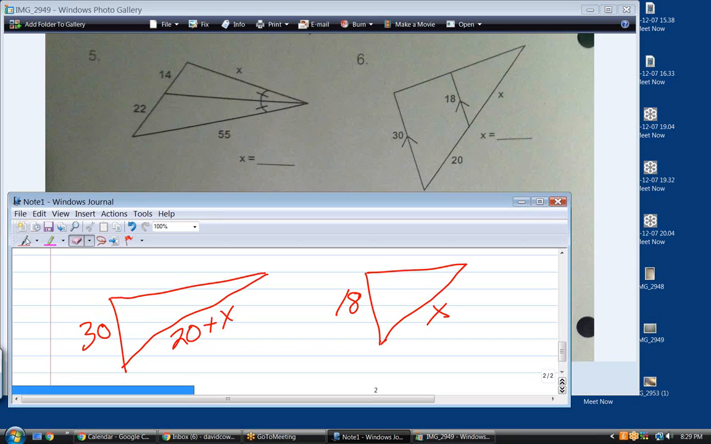30 to 18. So 30 is to 18 as what? 30 is to 18 as 20 plus x over, would it be?